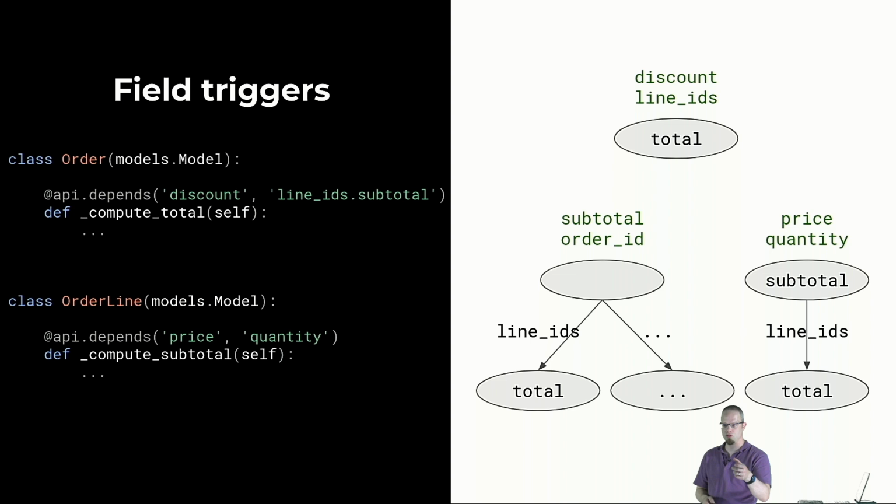And that's the case also for the field order ID. The field order ID, of course, has an impact because the order ID is actually the inverse of field line IDs. So if you change the order ID of a line, it means you're somehow setting it to a different sales order. In that case, in fact, both sales orders will have to be recomputed.